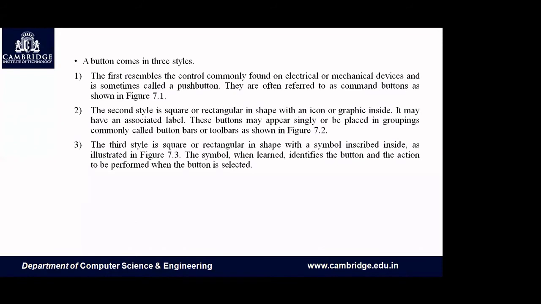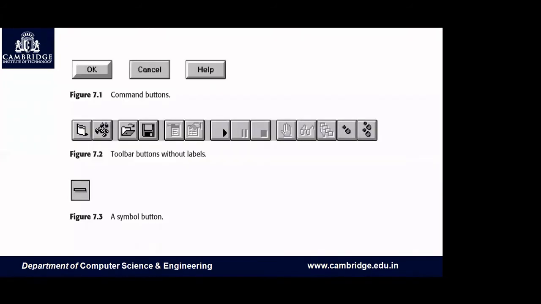The first control commonly found on electrical or mechanical devices is called a push button. So push button, right? Now your switches are on or off. So it is OK, Cancel, Help. These are all push buttons.